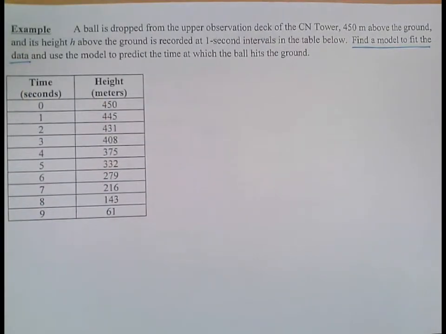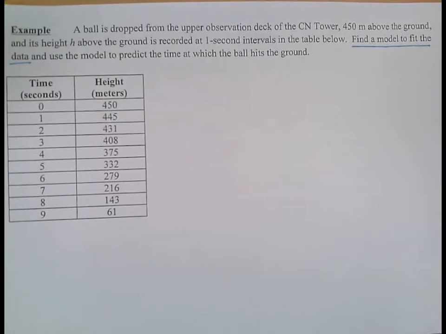to find that model. So we're going to go through the same process we did yesterday: enter the data into the calculator, make a scatter plot to see what type of model would be appropriate, and then perform the appropriate regression using the calculator to get our function. And then we can use that model to answer the final question, when does the ball hit the ground?